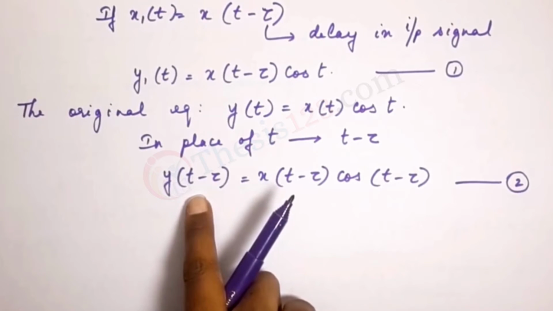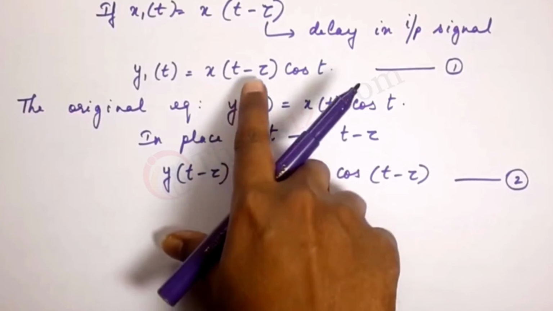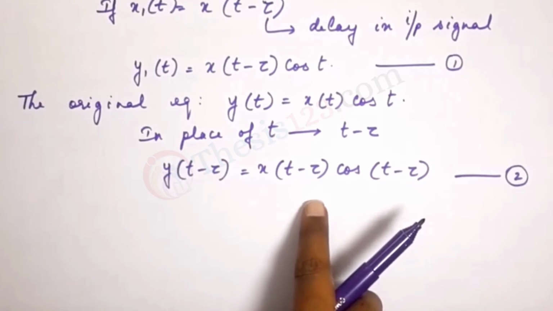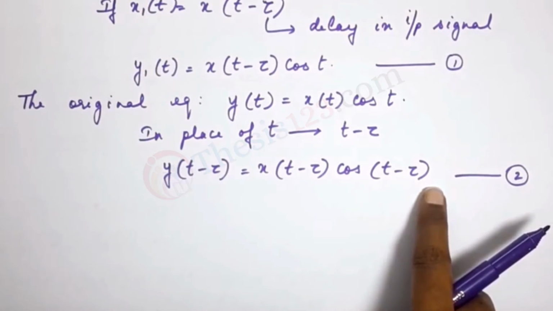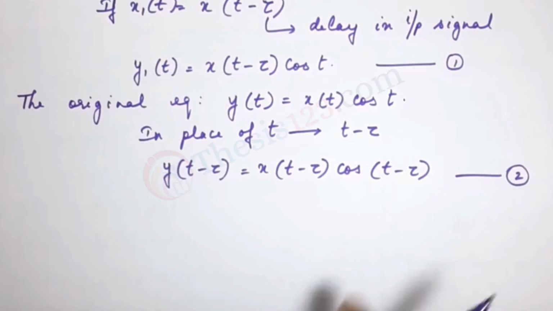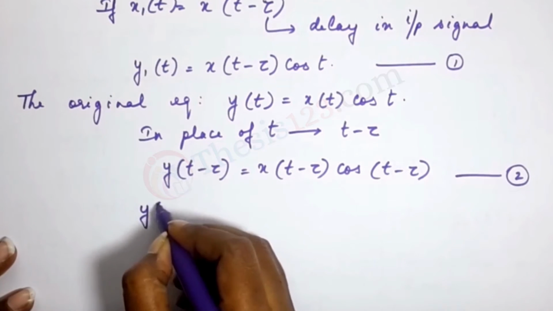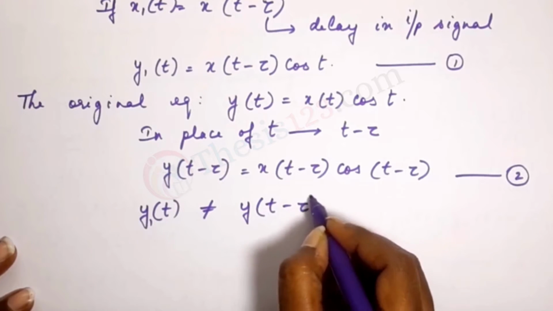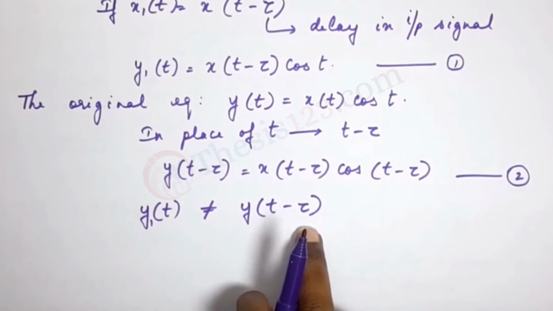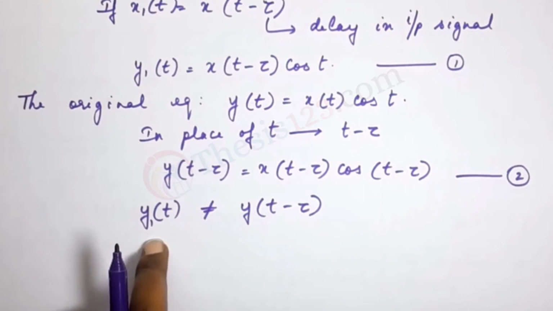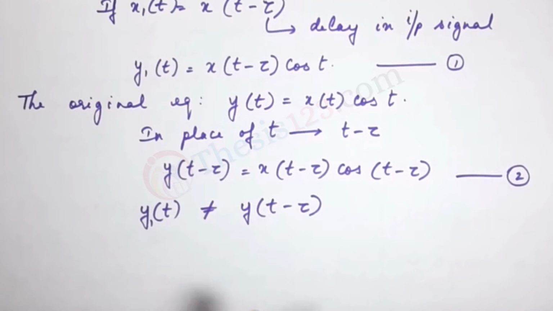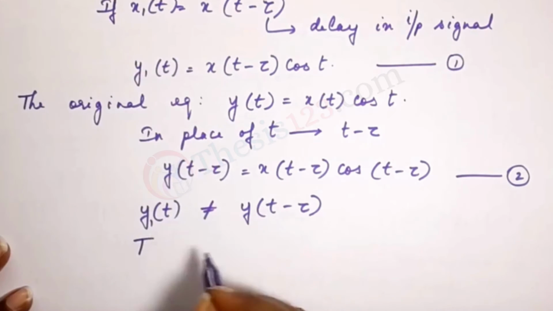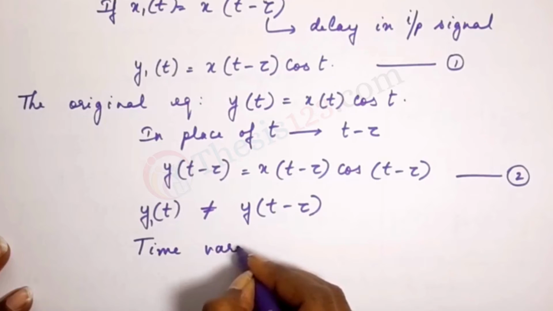y1 of t is not equal to y of t minus tau, because the delay here is applied only to the input signal and doesn't correspond to the entire equation, but here it corresponds to the entire equation, the input and the output. So we see that y1 of t is not equal to y of t minus tau. So when we give the delay, it is not equal to the equation given to us. So that means that it is a time varying system. Time invariant is when both are the same. So this is time varying.